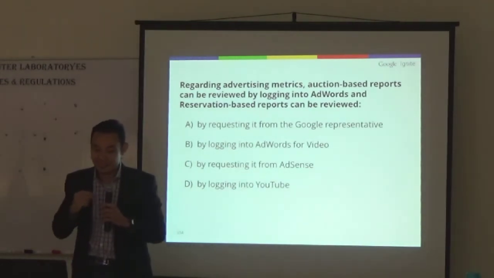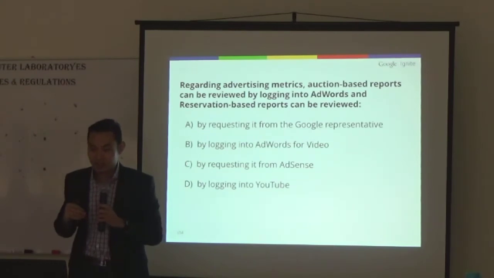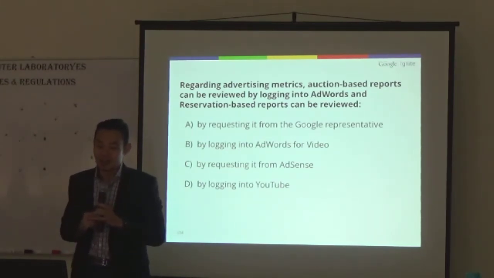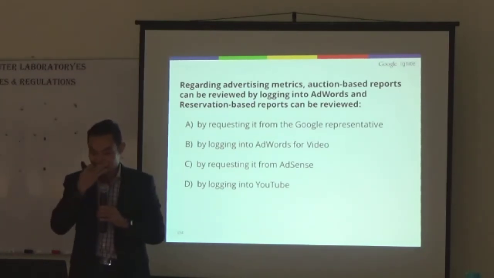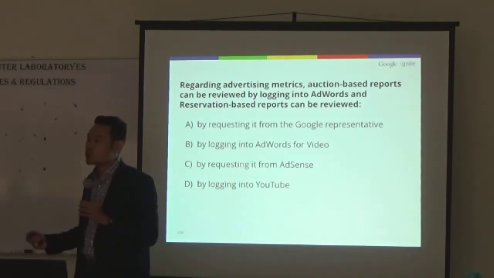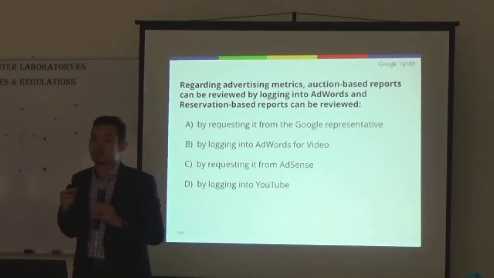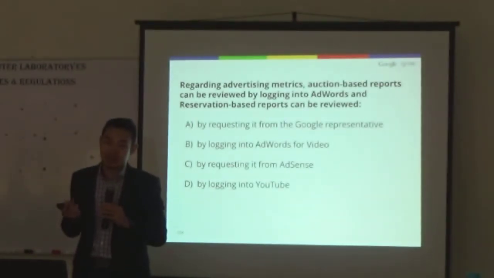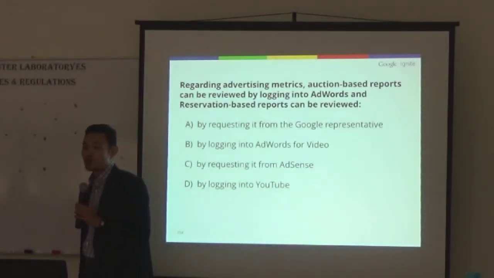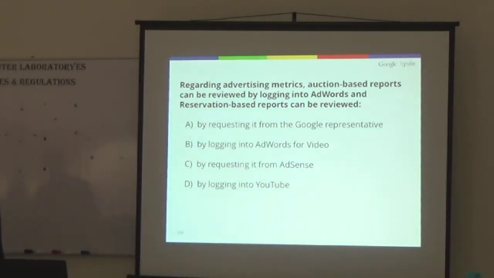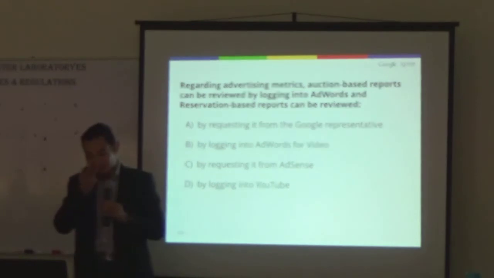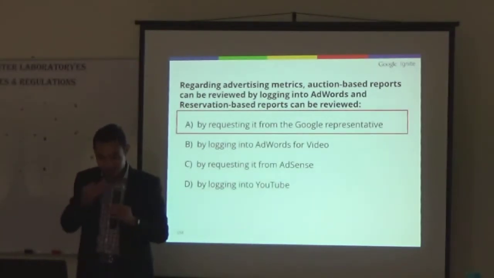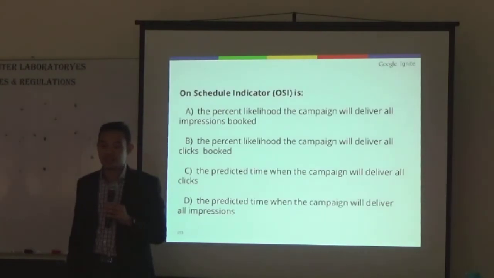Next question, regarding advertising metrics: auction-based reports can be reviewed by logging into AdWords, and reservation-based reports can be reviewed by whom? Who can actually update you on the reservation-based reports? For example, a YouTube masthead, you want to get all these feedbacks. Who will give you that update? Google? Who do you call? Yeah, the representative. It's not anyone else.